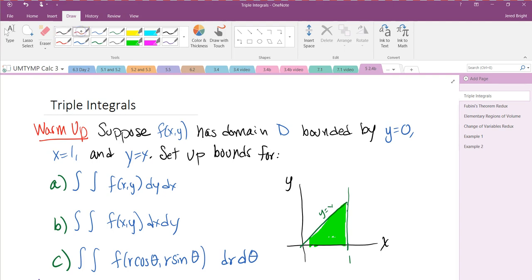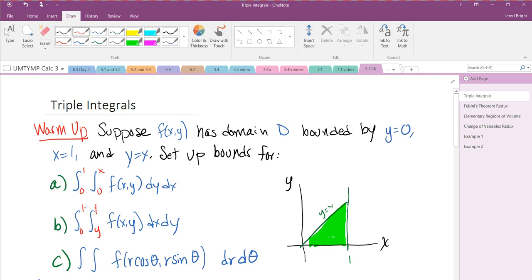Okay, and so this is a prior skill. If we do dy dx, the first one we want in terms of x, so we're integrating y from 0 to x, and then x from 0 to 1. And then if we switch the order, then x is going to go from, on the left side, y to 1, and then y is going to go from 0 to 1.